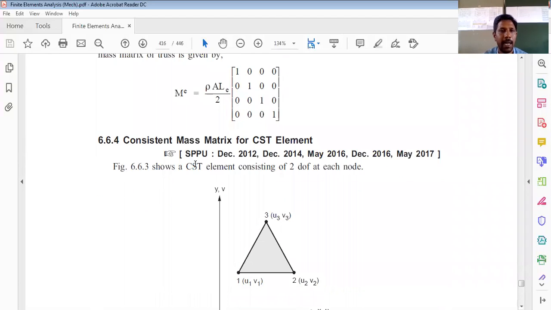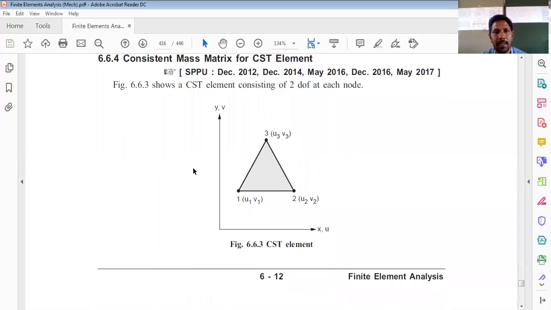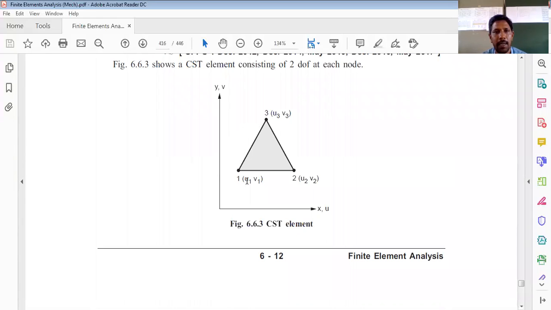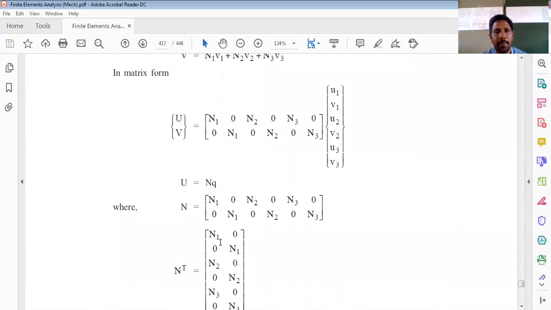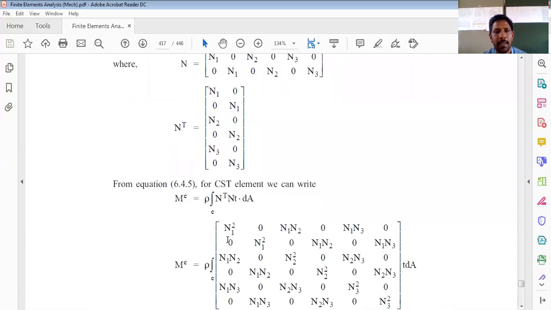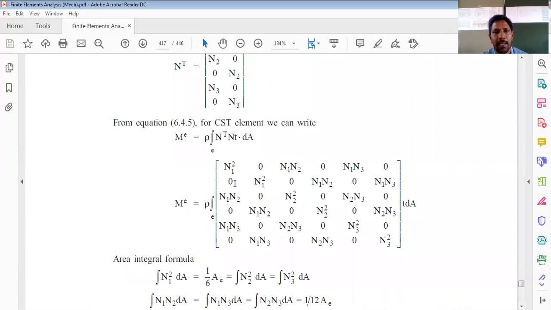Similarly, we can have the consistent and lumped mass matrix for the CST element, that is the triangular element. So a triangle with 3 nodes, displacements are shown, and we can write u and v corresponding to x and y direction. When you multiply these two, we get a 6 by 6 matrix.